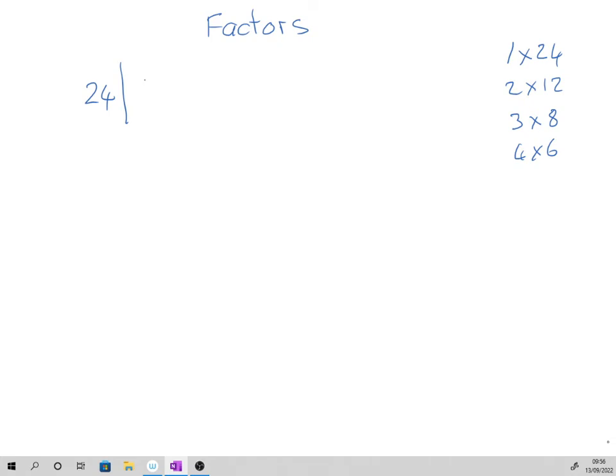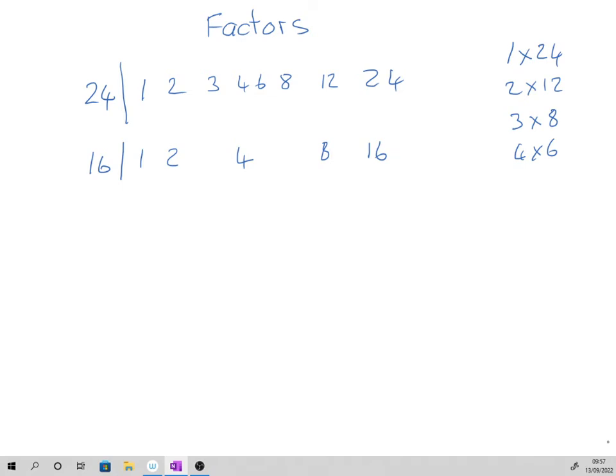So we can have 1 times 24, 2 times 12, 3 times 8, and 4 times 6, all written in the right order. So factors are all the numbers that go into 24. And if I do the factors of 16, it's 1 times 16, 2 times 8, and 4 times 4. I don't have to write the 4 twice.